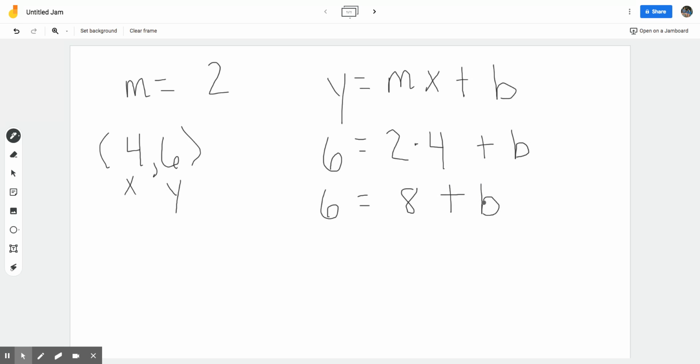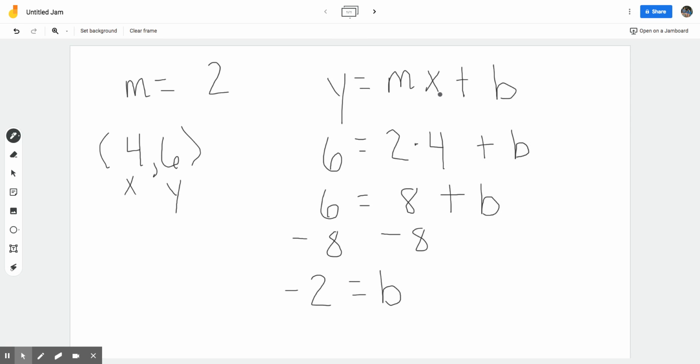All right, we want to get b by itself, so it's like we have a simple one-step equation. Since I'm adding, I'm going to subtract the 8 on both sides. 6 minus 8 is -2, and that is equal to b.